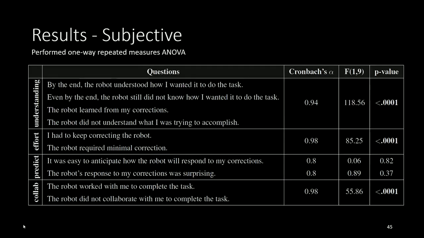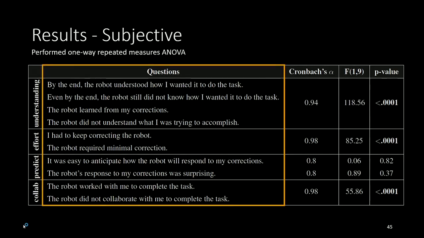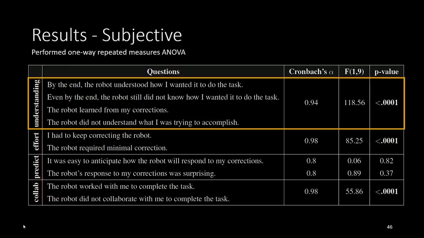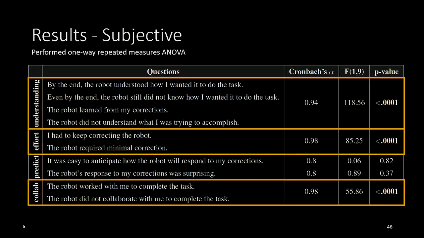We also asked all participants at the end of their interaction to fill out a 7-point Likert scale survey about how they felt interacting with this robot. Here are some of the sample questions that they were asked. And we found, after performing a one-way repeated measures ANOVA, that for understanding, for effort, and for collaboration, participants significantly felt that the robot was better when it was actively learning.